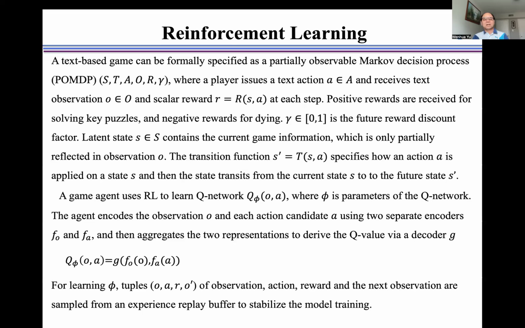Latent state S contains the current game information, which is only partially reflected in observation O. The transition function S prime specifies how action A is applied on a state S, and then the state transits from the current state S to the future state S prime.